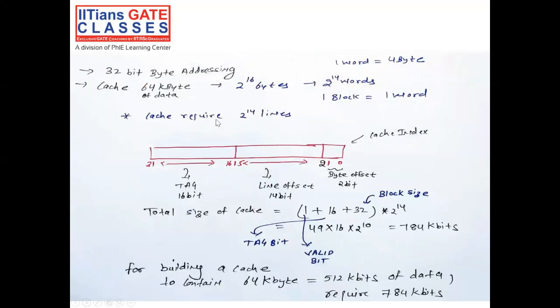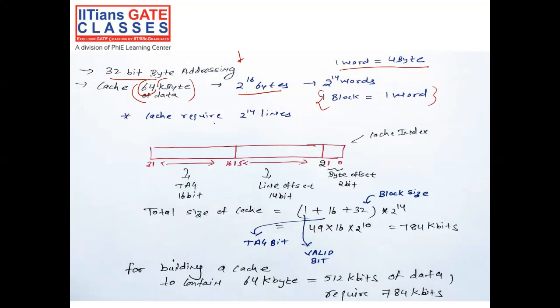Now take a simple example. I'm using 32-bit byte addressing and a cache of 64 kilobytes of data, which is 2 raised to the power 16 bytes, right? See, 64 means 2 raised to 6, kilobyte means 2 raised to 10, so 2 raised to 16 bytes. And one word is 4 bytes, and one block is one word, right?